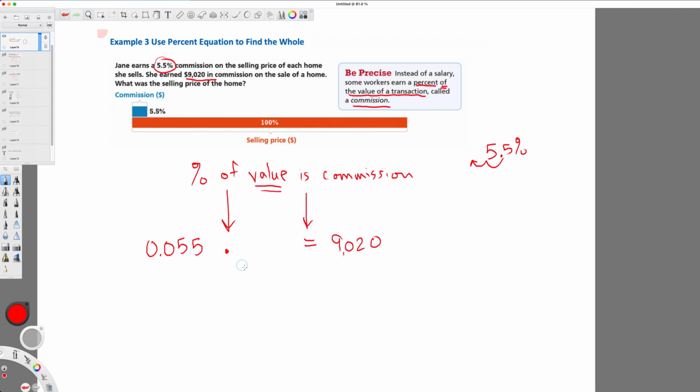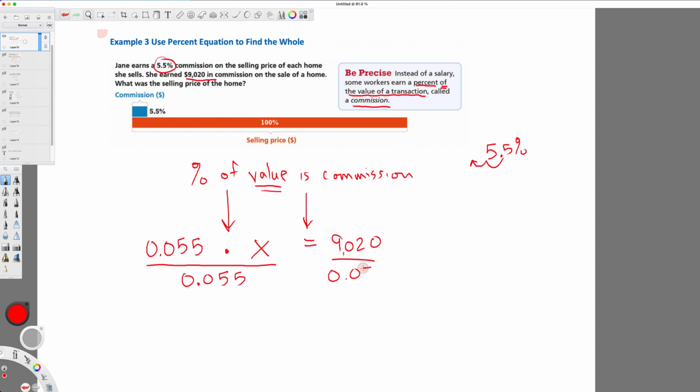And so I don't know the value of the home. That is the question. So it asks, what is the selling price of the home? Well, let's just call it X. And so I have something times X is 9,020. So I'm going to divide by the coefficient, or the number in front of my variable.